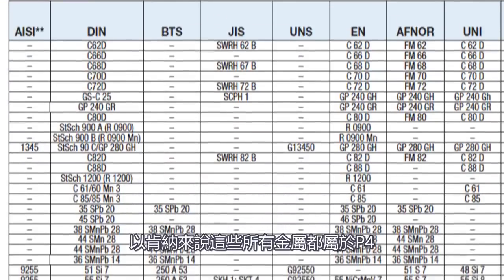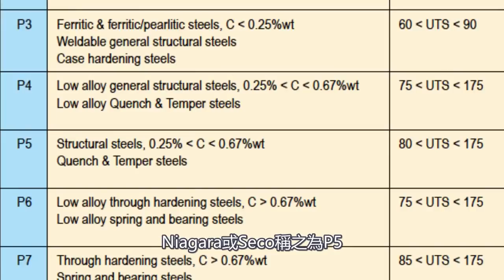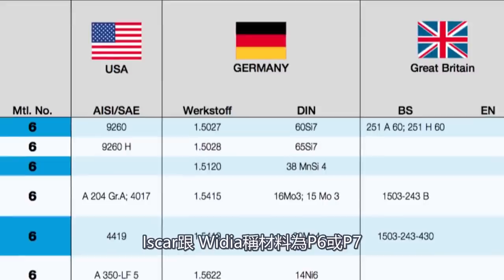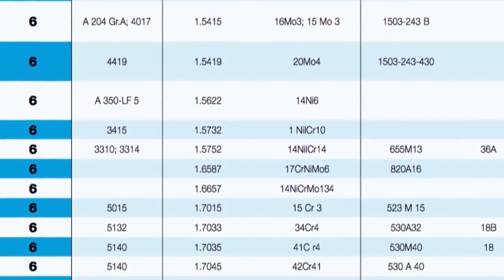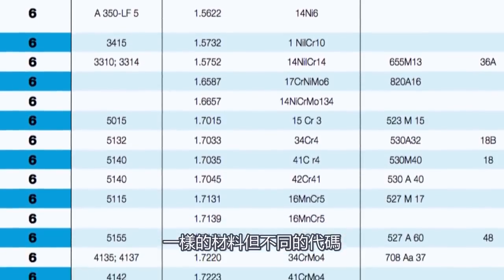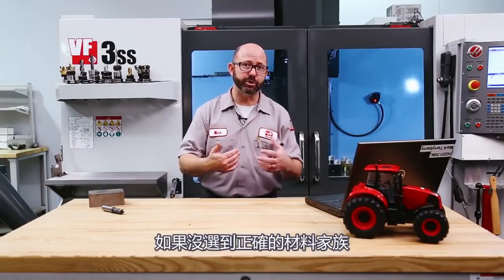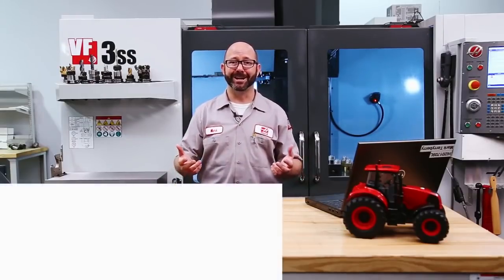Kennametal calls this material a P4. Niagara and Seco may call it a P5. Sandvik classifies it as a P2.1, while Iscar and Widia might call it a P6 or a P7. Same material, different tool vendor. Now, it's important that we get this right. If you don't choose the right material group, you are going to burn up your tools.